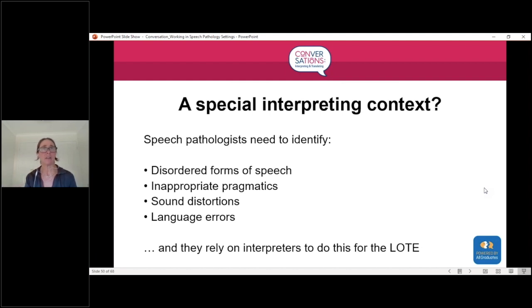Is the child saying a sound that doesn't exist in that language? Language errors. Can the child even conjugate a verb correctly? And they have to rely on interpreters to do this in the LOTE. They can do it perfectly well in English and get a very good idea of a child's or an adult's language and speech skills in English, but in order to get a window onto a patient's skills in the other language, they rely on interpreters.